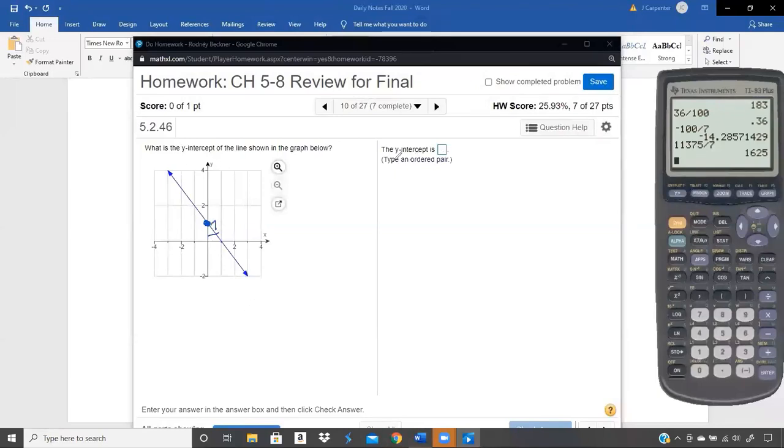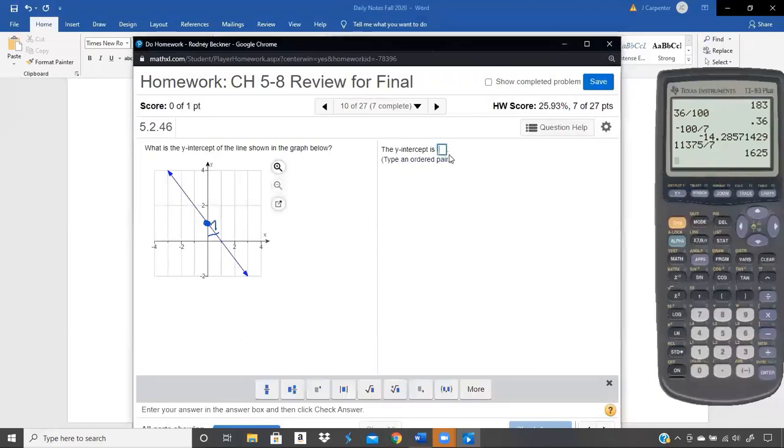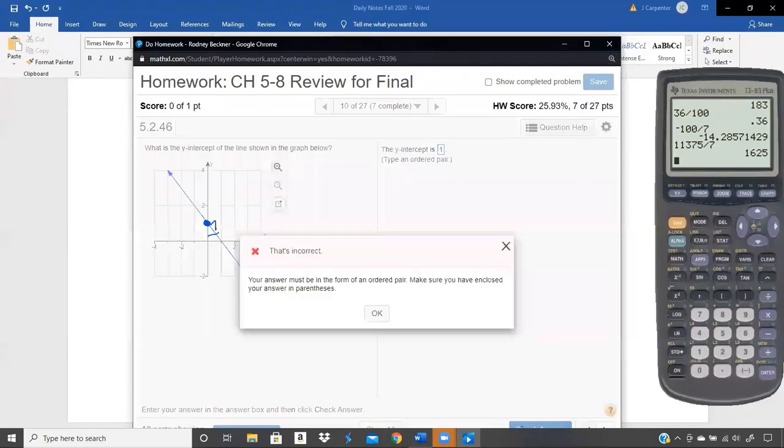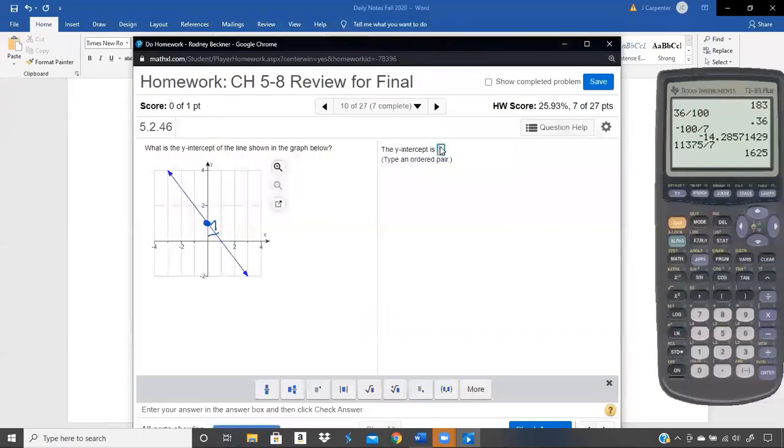Now, they ask us to type an ordered pair, so I'm going to do this wrong at first. Some people will just say 1. And if you were a pre-calc student, there's actually times where that's all we would type. I had to give several students some partial credit for things like that, and I would do the same in this instance for y'all. Your answer must be in the form of an ordered pair. Make sure it's enclosed in parentheses. So it's not just the 1, it's the 0 as well. This point is actually 0 comma 1. X comma Y, left or right 0, up 1.